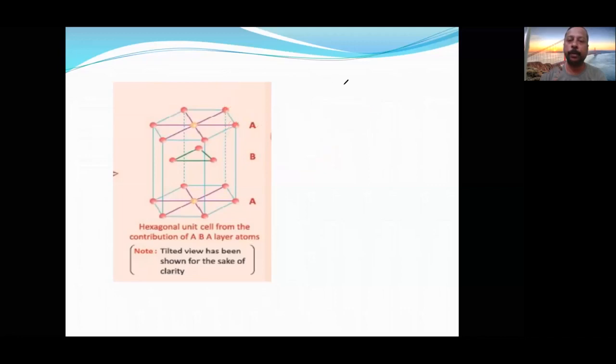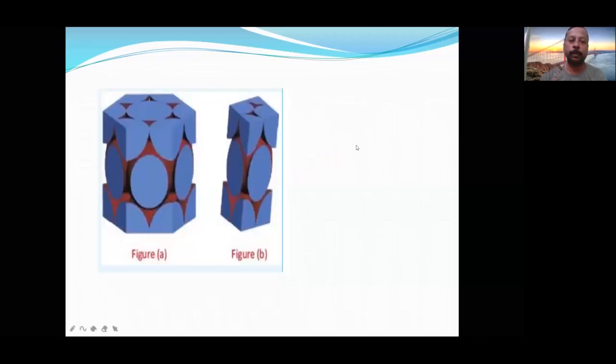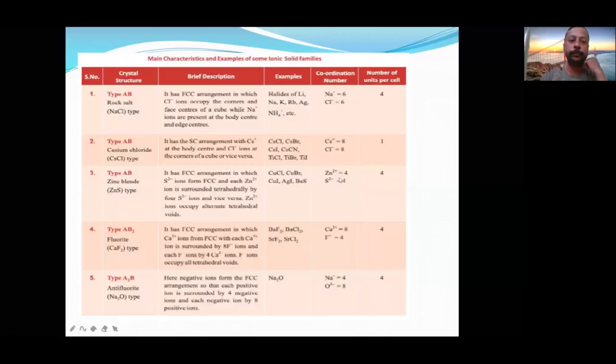Now let us see the next part. This is another diagram after cutting. See, these are the corners, and this is the face center. In the same way, here it is face centered cubic. This is about the face centered cubic. Now let us see the next one.